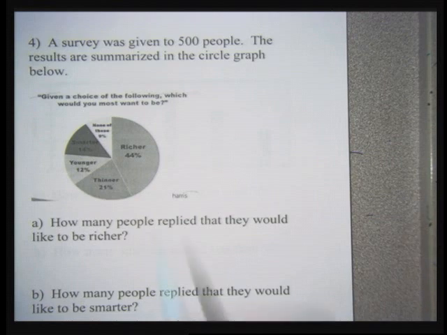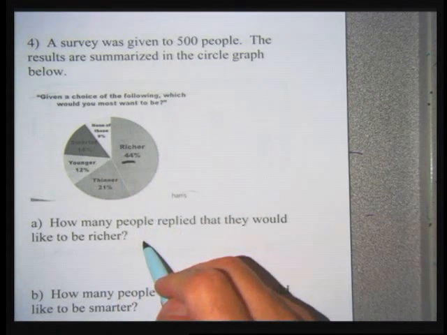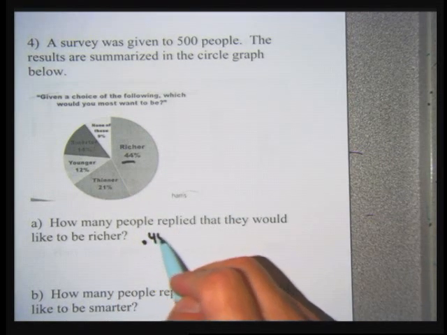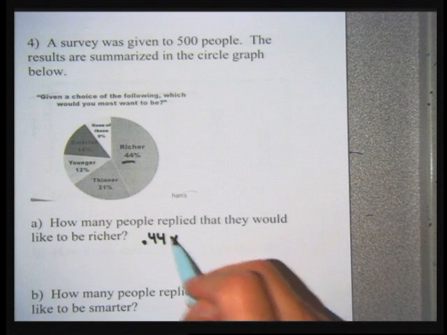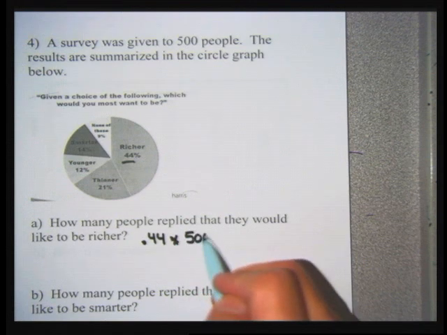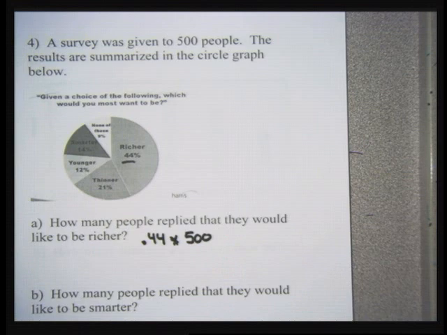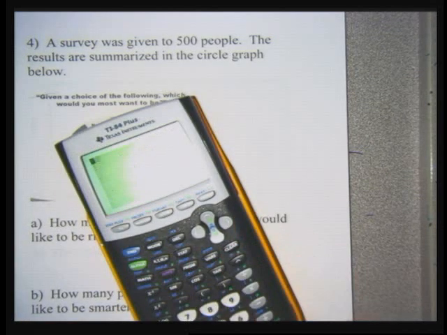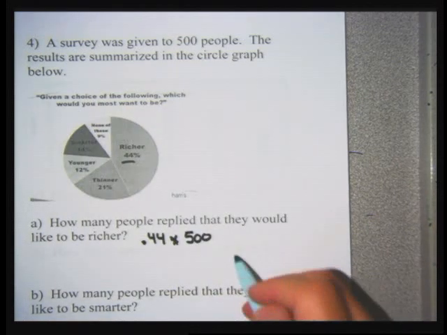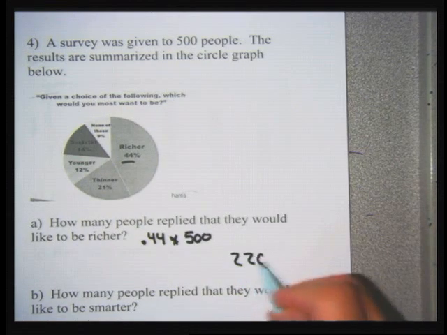What I'm going to do is take the percent that want to be richer, which is 44%, which is 0.44 as a decimal, multiply it by the 500 people that were surveyed, and of the 500 people that were surveyed, 0.44 times 500 equals 220. 220 said they'd like to be richer.